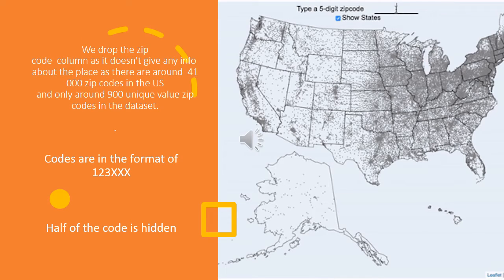We drop the zip code column as it doesn't give any info about the place, as there are around 41,000 zip codes in the US and only around 900 unique zip codes in the dataset. Codes are in the format of 123XXX. Half of the code is hidden.